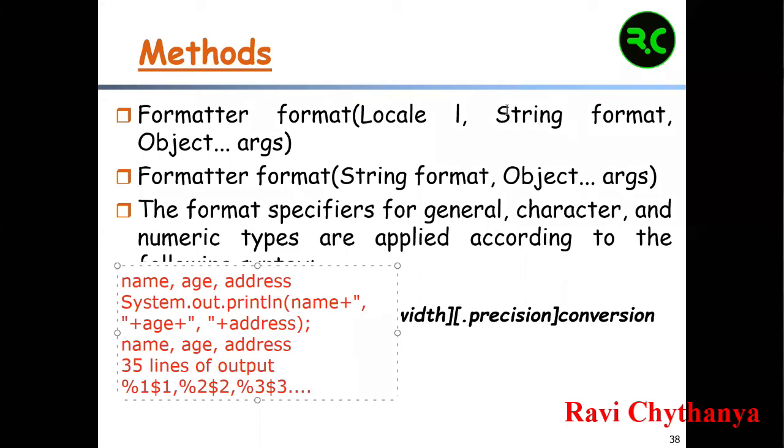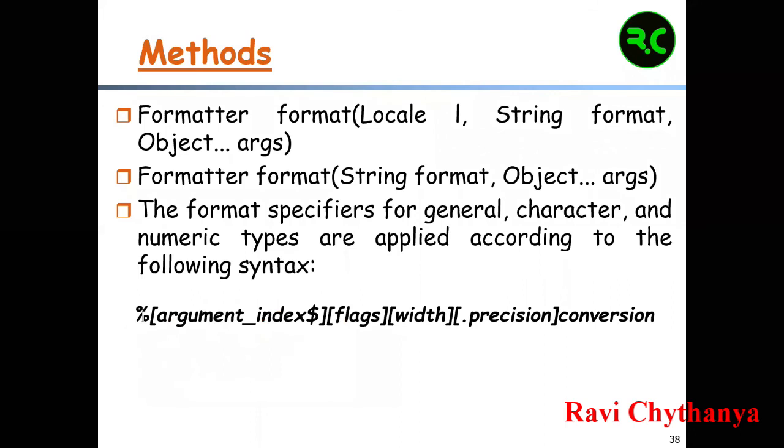Here, this percent sign is for mentioning the argument index, what arguments you have given here. Followed by dollar. The dollar mentions what kind of format you want to specify, whether it is general, character or numeric type. Followed by flags, if you have any flags, which we are going to discuss in the next one. And the width, how much width you need to have, and the dot precision. If you are formatting double or float values, then you need to mention precision, and then conversion, whether you want to make it a time or date or string or spaces or any other.